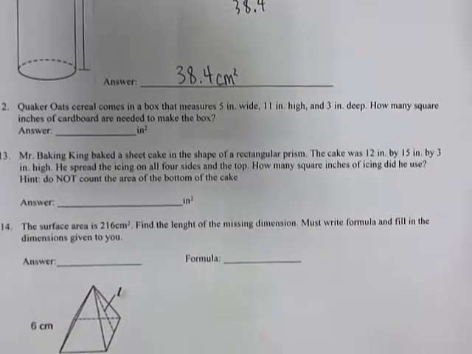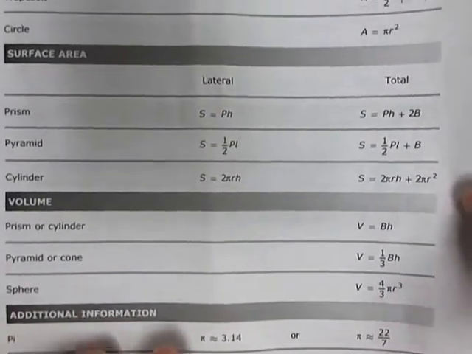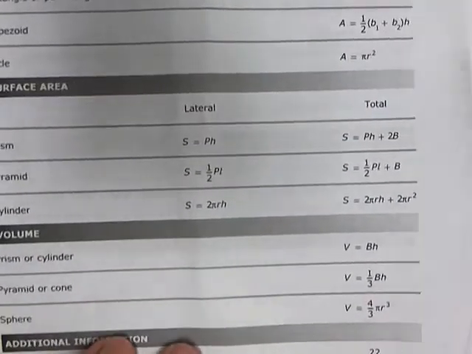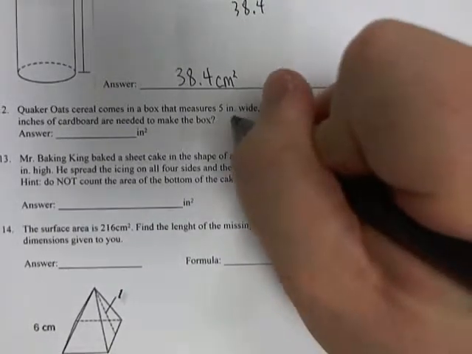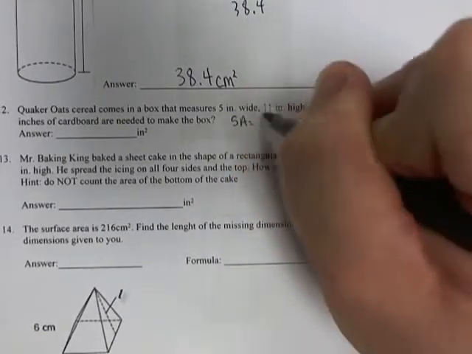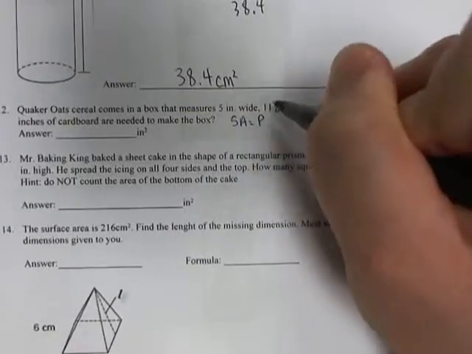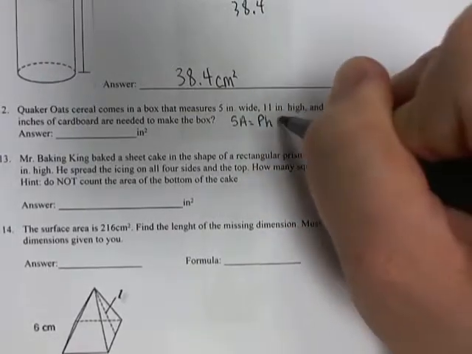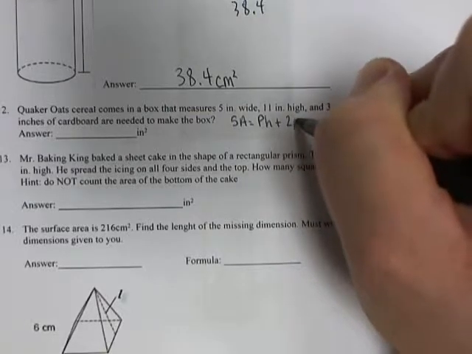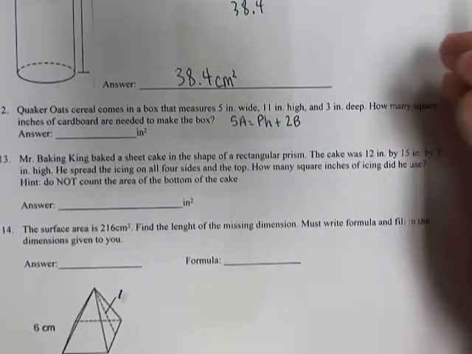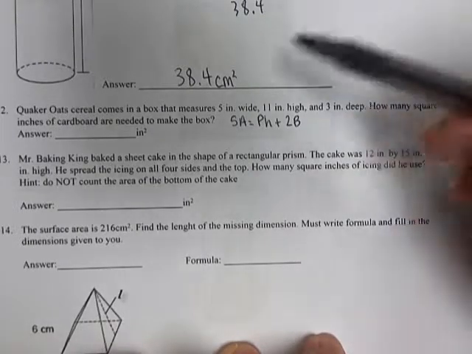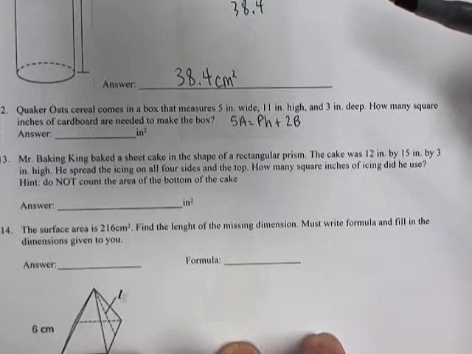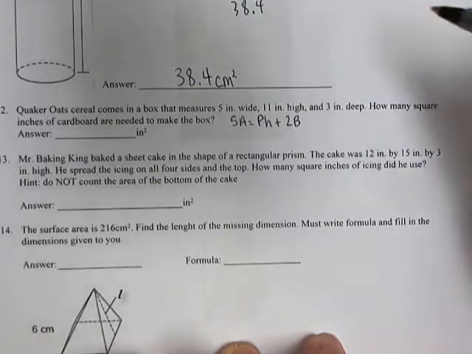So let's look at our math chart. We're going to write the formula for total surface area of a prism. It's right here. So surface area of a prism equals perimeter of the base times the height plus 2 times the area of the base. So let's think about this for a minute. We're given the dimensions of the Quaker Oats cereal box.